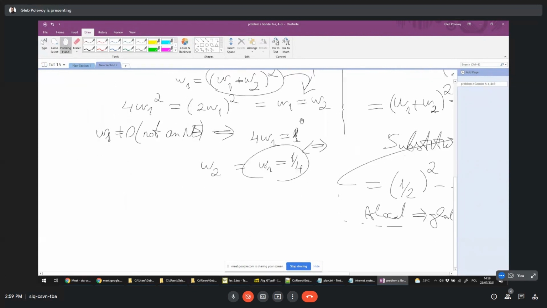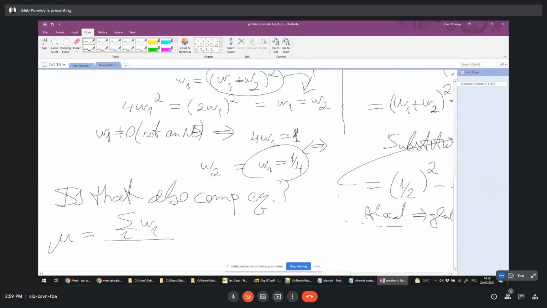So that's the only Nash equilibrium. Now, is that also a competitive equilibrium? We want to show, we hope it's not, and if I have not made a mistake, it is indeed not. It's not, because the price should be the sum of the W's divided by C. What is the sum of the W's divided by C here?